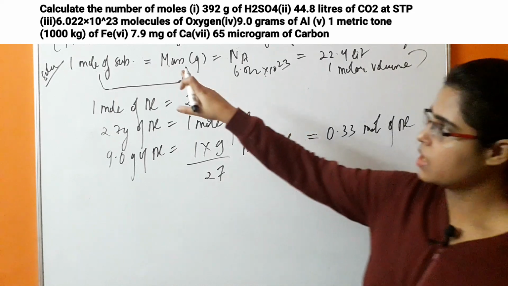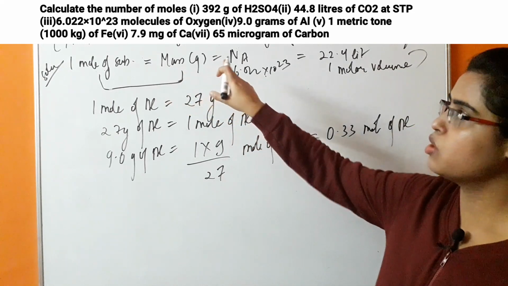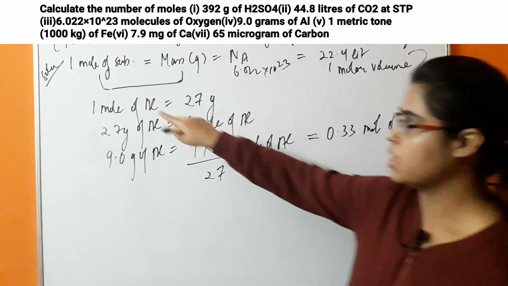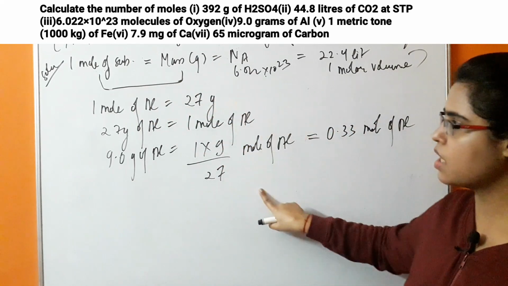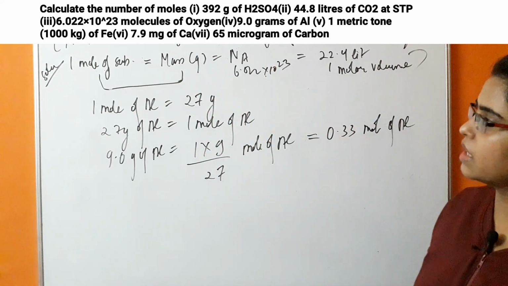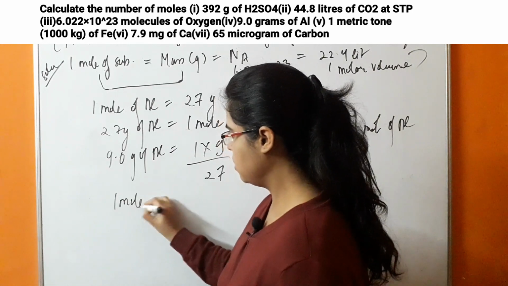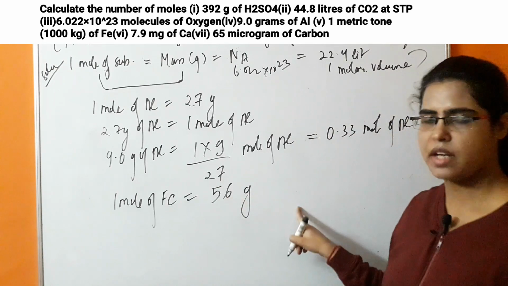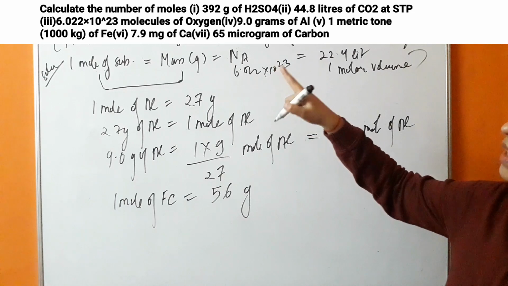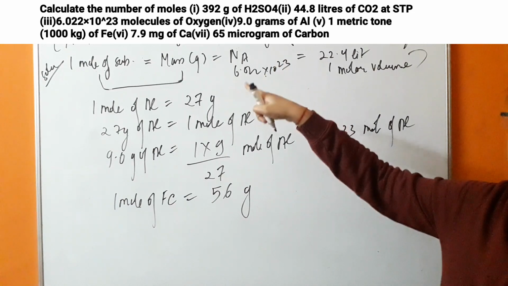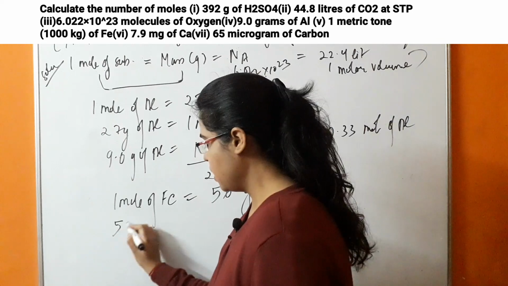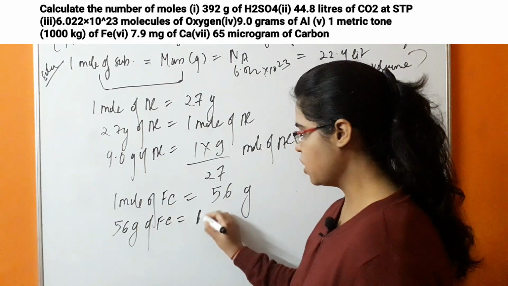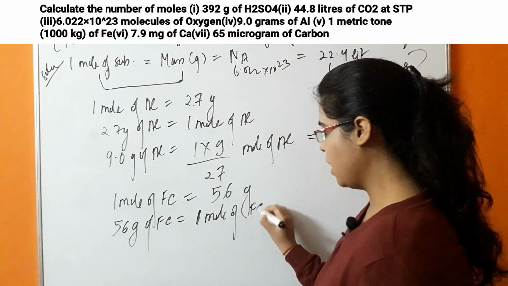Next we have to find out the number of moles in 1 metric ton of iron. So 1 metric ton of iron is equal to 10 to the power 3 kg. It is given in the question. In this case also the relationship is between mole and mass. We first write the relationship: 1 mole of iron has a mass of 56 gram, and we have to find out the number of moles in 1 metric ton, which has a value of 10 to the power 3 kg. So 56 gram of iron is equal to 1 mole of iron.